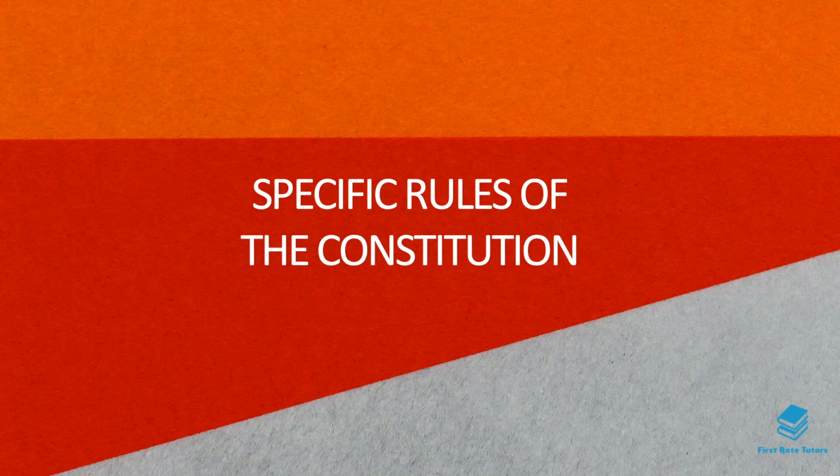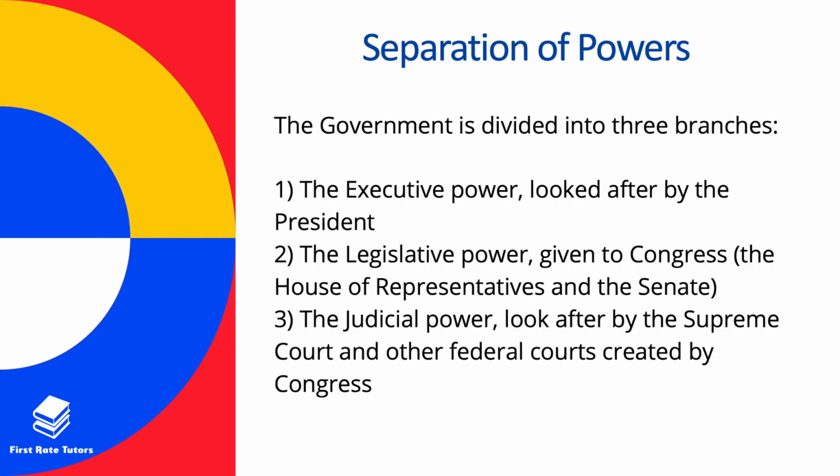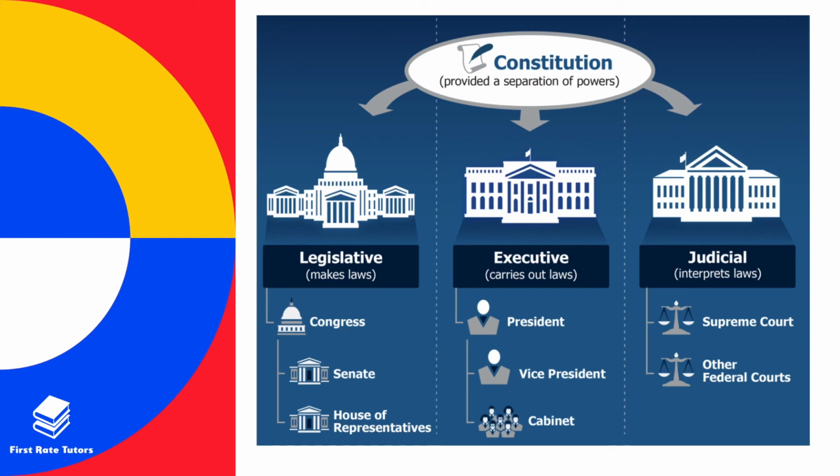Now let's examine some more specific rules of the Constitution and how these affect the government. Do remember that there is a separation between the legislative branch, the executive branch, and the judicial branch, and this is all outlined in the Constitution. The Constitution has divided the government into 3 branches. First, there's the executive power, which is looked after by the president. There's the legislative power given over to Congress, as well as the House of Representatives and the Senate. And the third, the judicial power, which is looked after by the Supreme Court and other federal courts created by Congress.